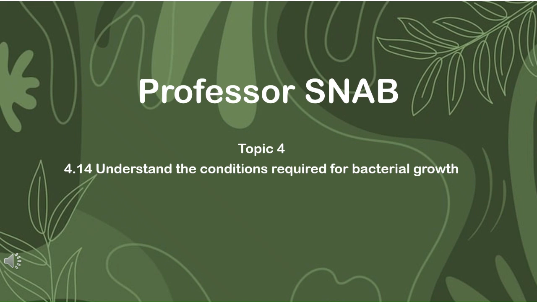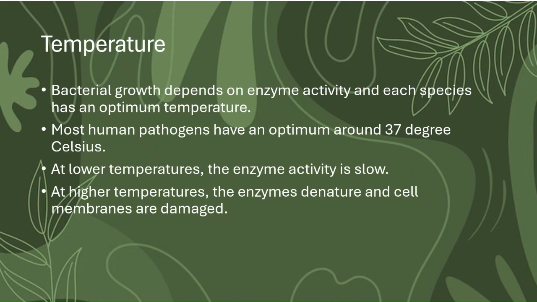So today we're understanding the conditions required for bacterial growth. So temperature is the first factor we'll be looking at. Bacterial growth depends on enzyme activity, and each species has an optimum temperature. Most human pathogens have an optimum around 37 degrees Celsius. At lower temperatures, the enzyme activity is slow, and at higher temperatures, the enzymes denature and cell membranes are damaged.